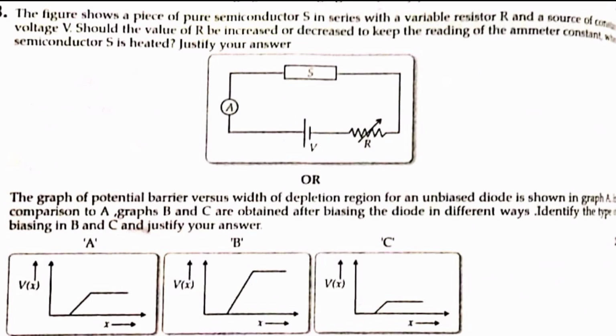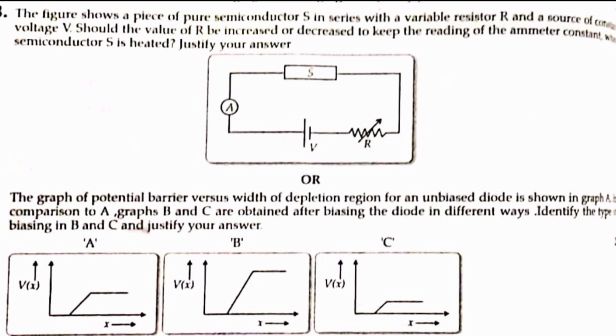The question is, the figure shows a piece of pure semiconductor S in series with a variable resistor R and a source of constant voltage V. Should the value of R be increased or decreased to keep the reading of the ammeter constant when semiconductor S is heated? Justify your answer. So the question is, here we have a circuit. Here S is a semiconductor and we have connected it to a variable resistor R and the constant voltage is V. Okay, so that circuit we can see here.